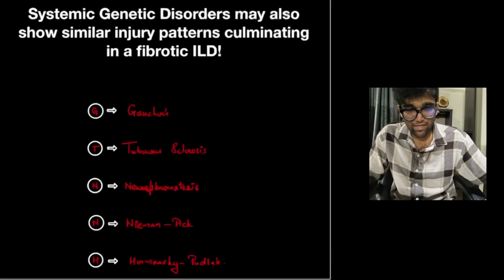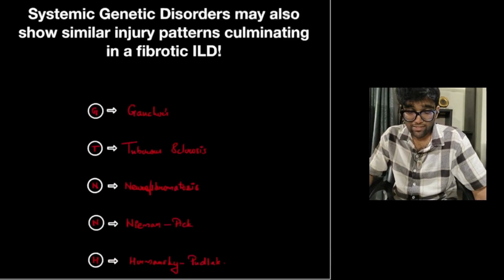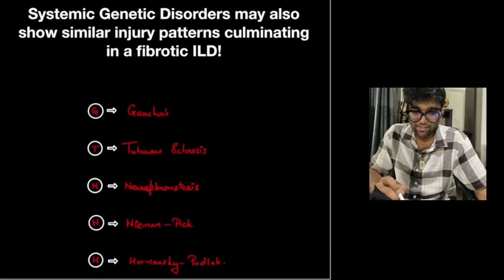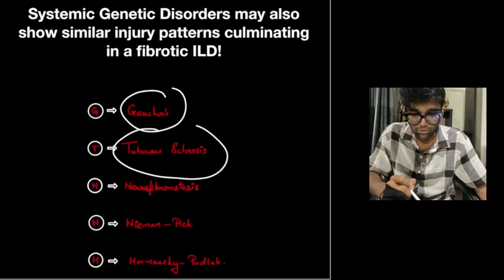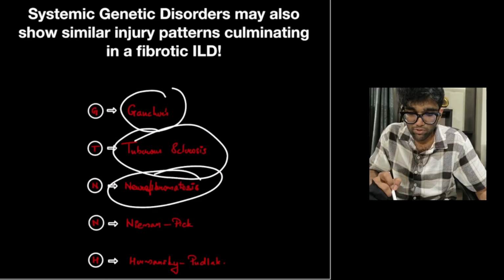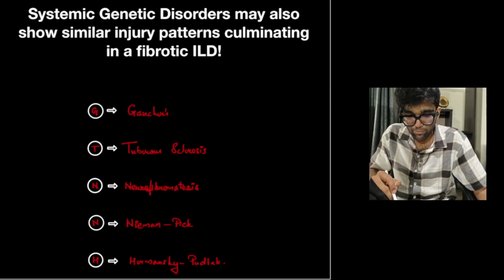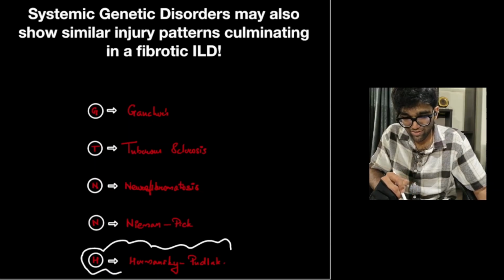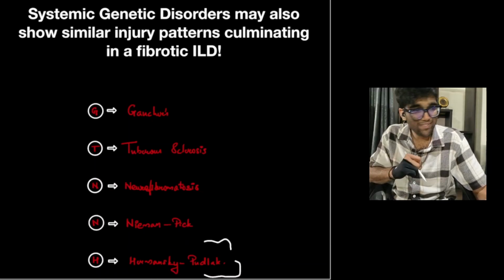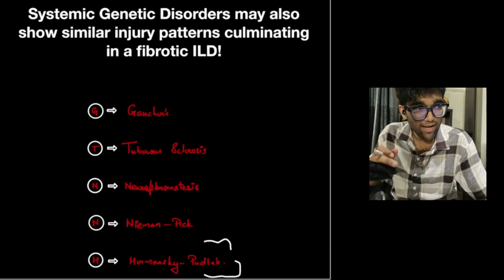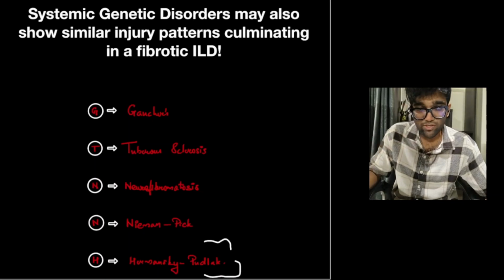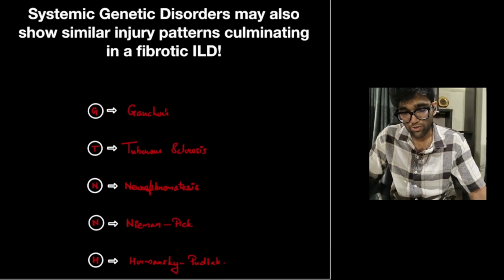So the disorders that can come under this category are your genetic disorders. I remember using the mnemonic glyceryl trinitrate, so GTN, that is Gaucher's disease, T for tuberous sclerosis, N for neurofibromatosis, and N for Niemann-Pick disease. And along with that, Hermansky-Pudlak, which we have also not discussed while discussing IBD. I am not going to discuss it right now as well. As would be obvious, in both situations it is an immunologically mediated process.